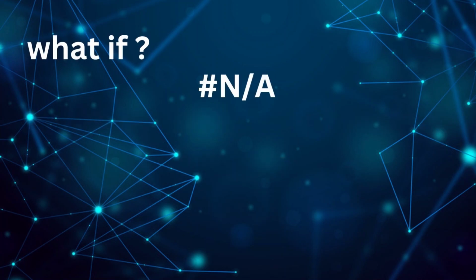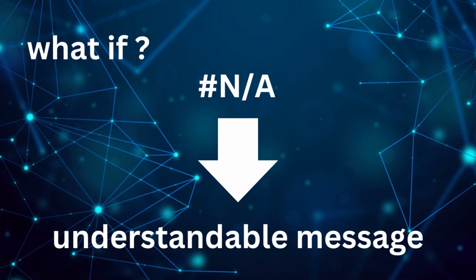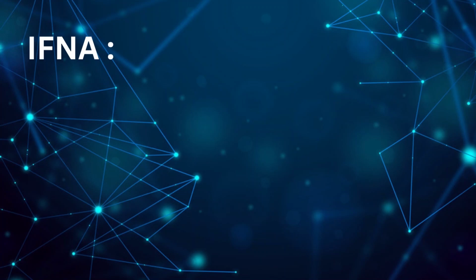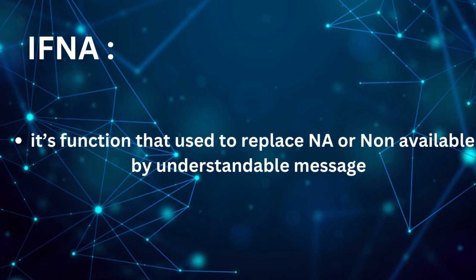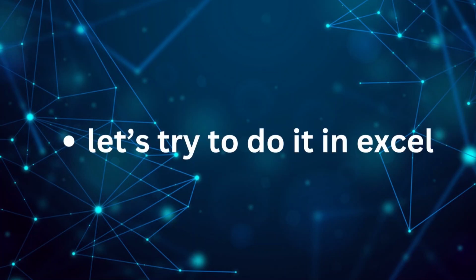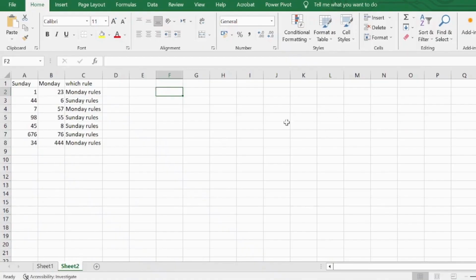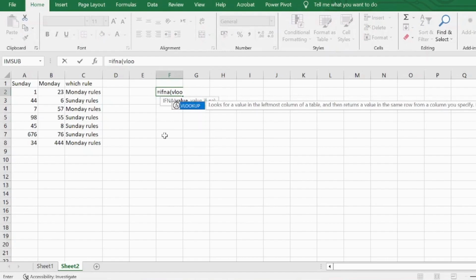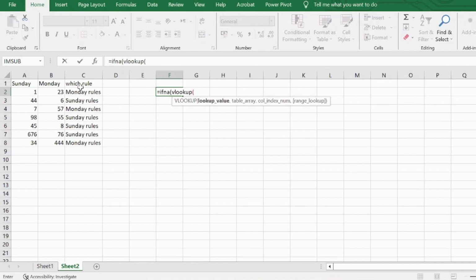But what if I want to replace this NA with an understandable message? Then you will use a function called IFNA. IFNA is a function used to replace NA or non-available with an understandable message. Let's try to do it in Excel. For the previous example, I want to replace NA with please review your formula again. So equal IFNA. Open parenthesis. VLOOKUP. Open parenthesis. And enter the same parameters of the previous example.